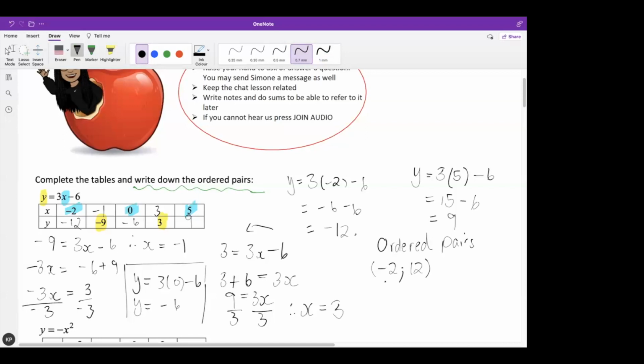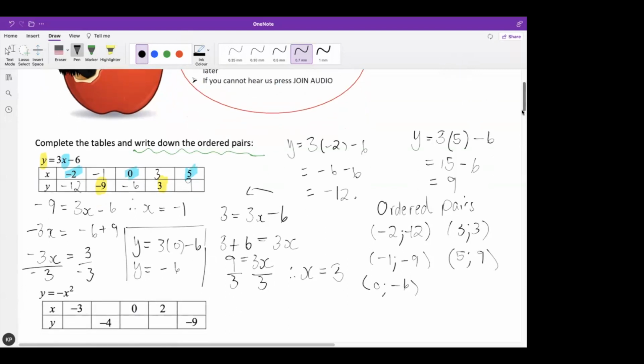Okay. What's the next one? -1 and -9. Next. 0 and -6. Next. 3 and 3. And the last one? 5 and 9. Thank you very much. That was fabulous. Okay, now we have answered the full question, guys. Yes, it is, Lisedi, beautiful. And yes, Andisa, coordinates.